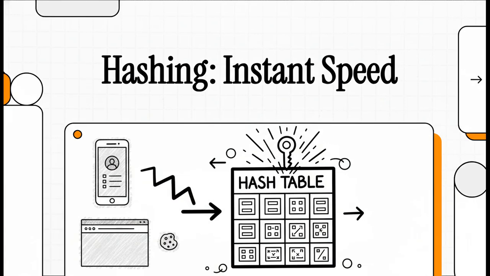You know that feeling when you search for a contact on your phone and it just appears? Or how a website seems to remember who you are, instantly? Well, that feels like magic, but it's not. It's one of the most useful tools in all of computer science, the hash table. Today, we're going to pull back the curtain on this invisible engine that makes our digital lives feel so incredibly fast. Let's get into it.